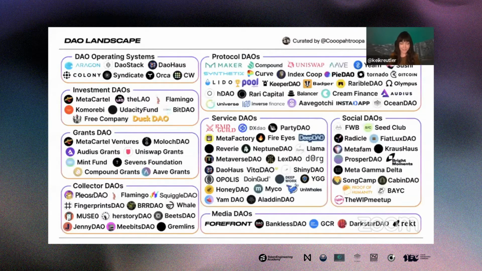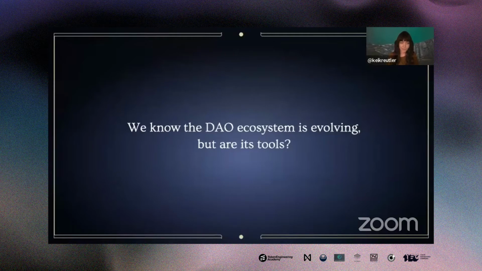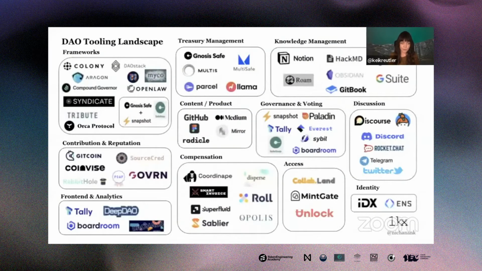And if you fast forward less than 3 years later, the DAO landscape has really exploded and really changed. We have still OG protocol DAOs, plus newer DAOs like social and media DAOs blooming. And we know that the DAO ecosystem is evolving, but the question remains, are its tools? If you look at it, the tools have definitely grown in number. And today the ecosystem really flourishes by combining these platforms, protocols, and frameworks. However, threads connecting this plug and play approach for DAOs have lacked an open standard until now.